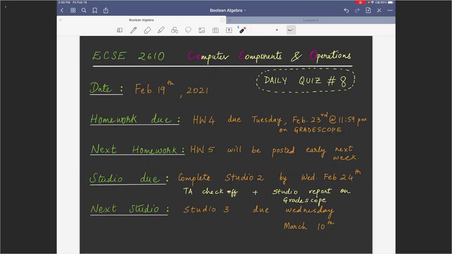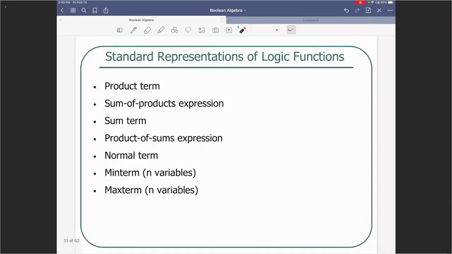All right, let me go ahead now. I think we have spent quite a bit of time on that. Let's take a look at some standard representations of logic functions. When you represent logic functions using, say, an expression, you can do that in several ways. Like I said, logic expressions are not unique. You could have several ways to represent a logic function using an expression, but that is not going to be a unique form of representation.